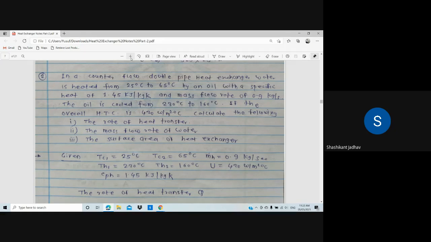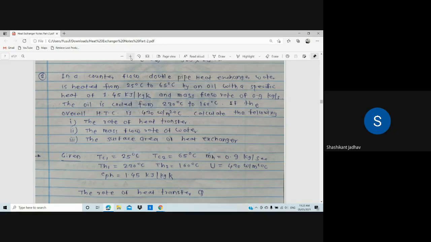Then, if the overall heat transfer coefficient is 420 watt per meter square degree Celsius. So they given the overall heat transfer coefficient. So U is nothing but overall heat transfer coefficient. So they have given the value of capital U. So capital U is equal to 420 watt per meter square degree Celsius.